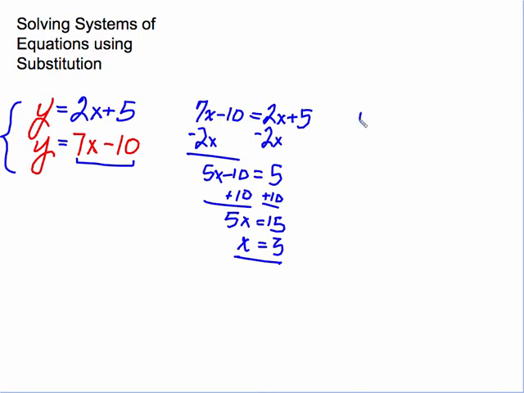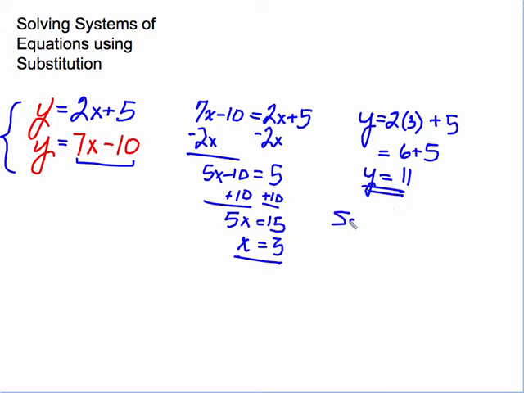So that would be y equals 2 times 3, that's the 3 that we just found, plus 5. 2 times 3 is 6, 6 plus 5 equals 11. So we have that y equals 11. And our solution is the point 3, 11.